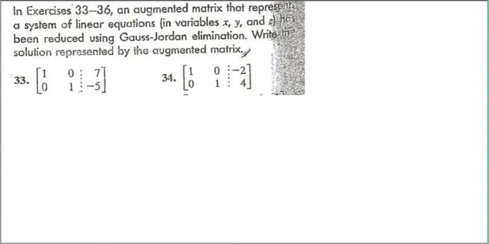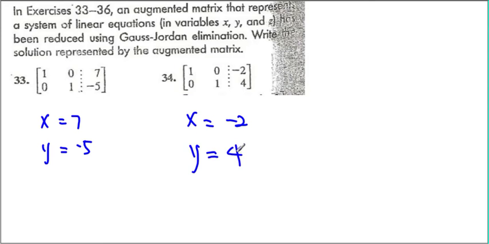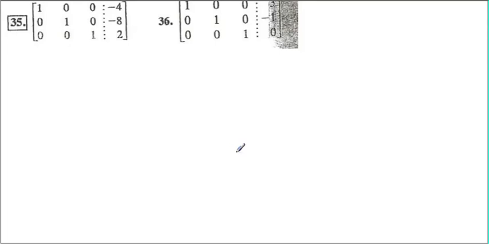And then write a solution represented by the matrix. The first variable is x, so in this case x equals 7, and y is equal to negative 5. Here the first column is x, so we get x equals negative 2. The second column is y, so we get y equals 4. That's basically what we are talking about here.